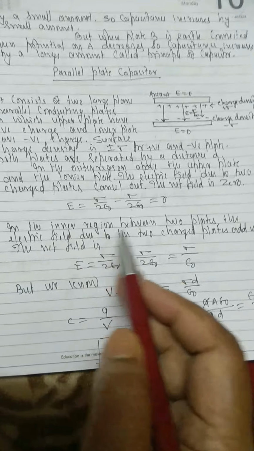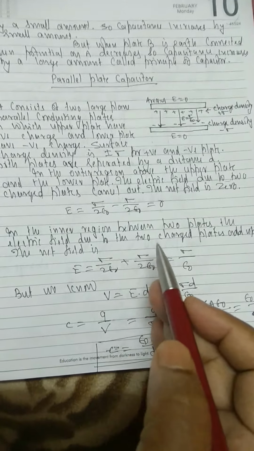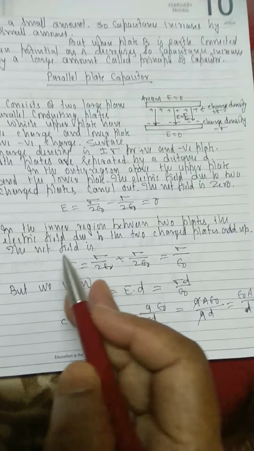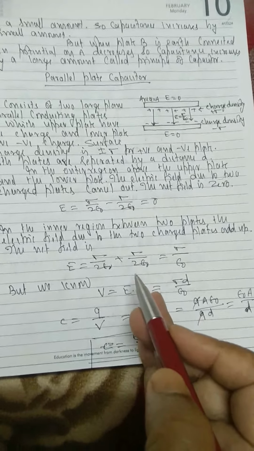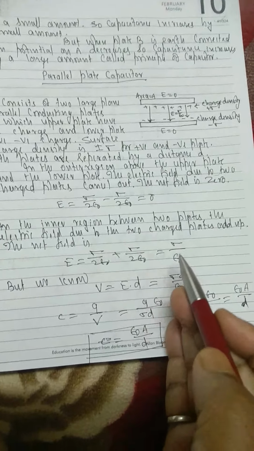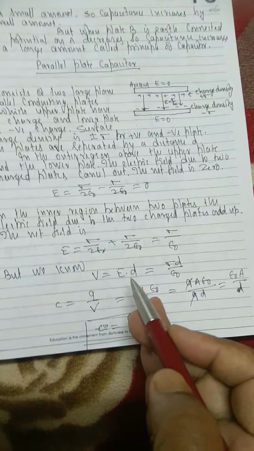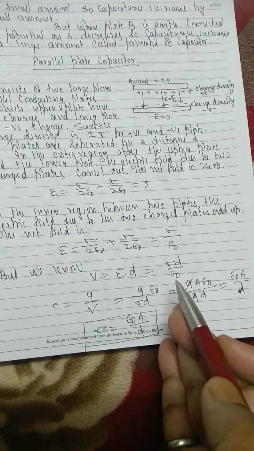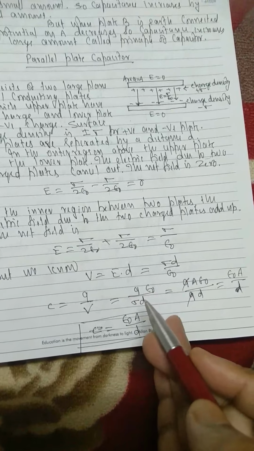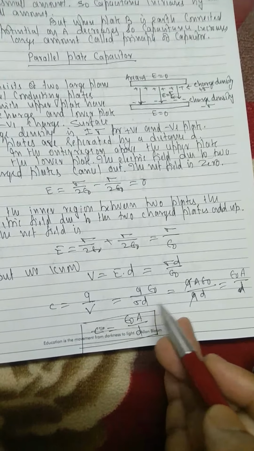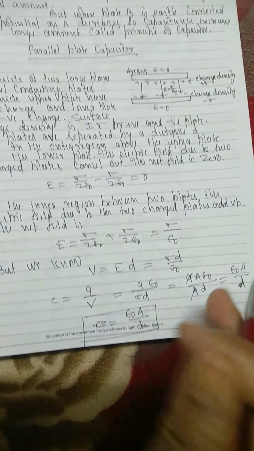In the inner region between the two plates, the electric fields due to the two charged plates add up. The net field is equal to sigma by 2 epsilon naught plus sigma by 2 epsilon naught, and its value equals sigma by epsilon naught. But we know V equal to Ed equal to sigma d by epsilon naught, and C equal to Q by V. So finally we get its value epsilon naught A by d. So C equal to epsilon naught A by d.